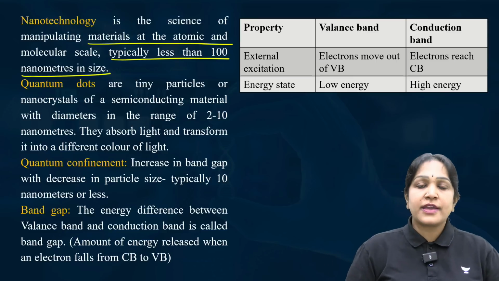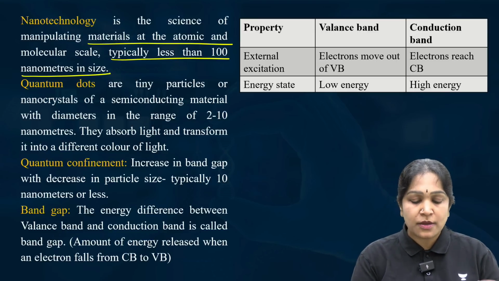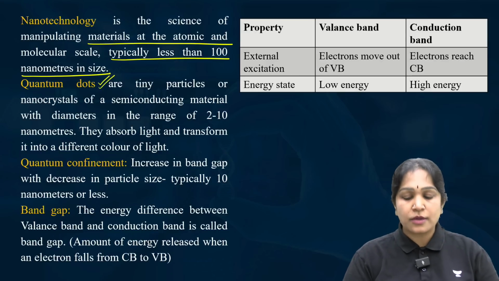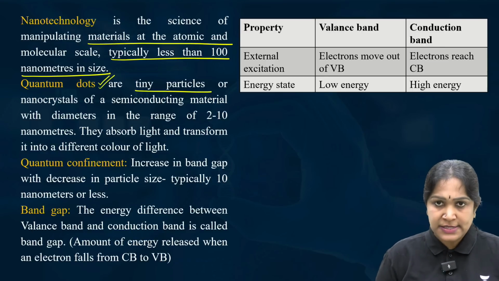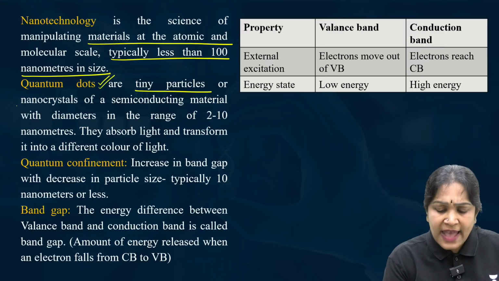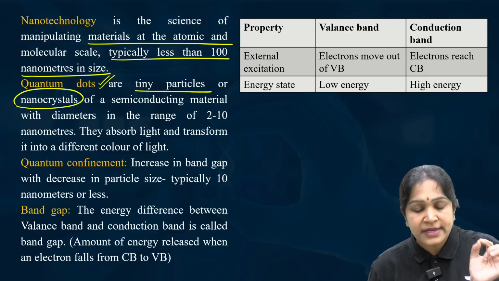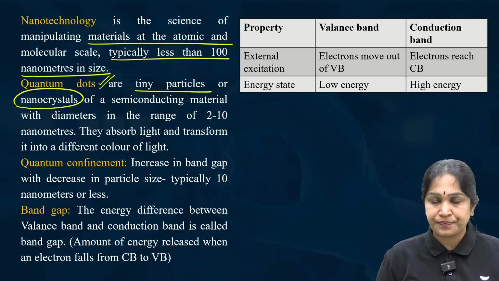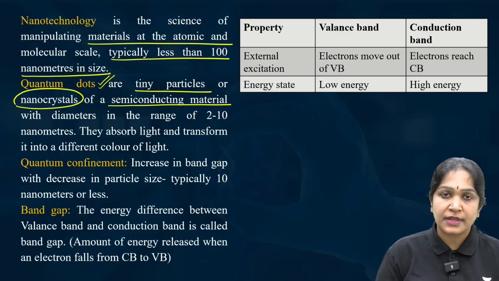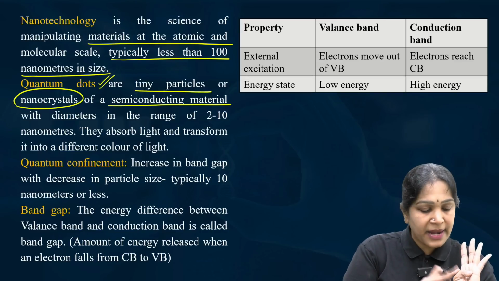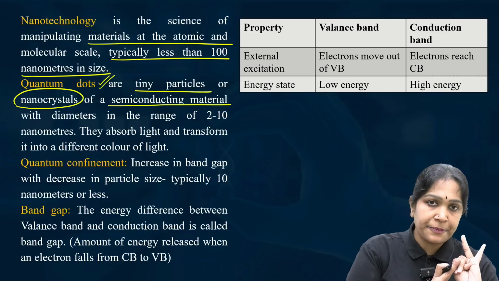Okay, in this session we cannot discuss every topic in nanotechnology, but we are going to discuss quantum dots. What are quantum dots? Quantum dots are tiny particles or nanocrystals. Nanocrystals means what? Nanometer-sized crystals. These are made up of semiconducting material. Quantum dots, they are made up of what? Semiconducting material. They are very tiny.